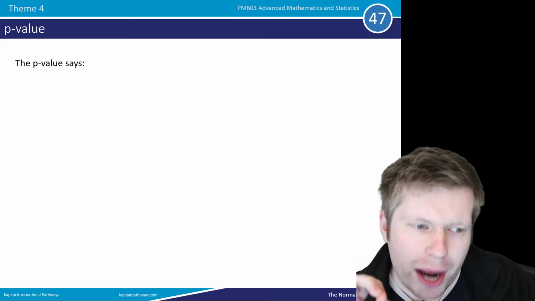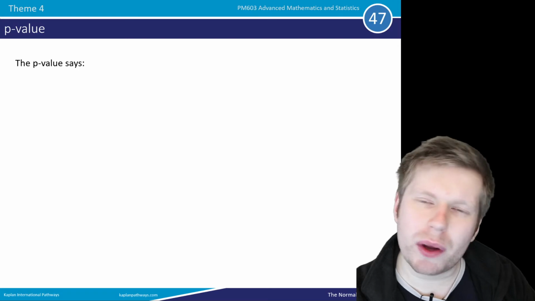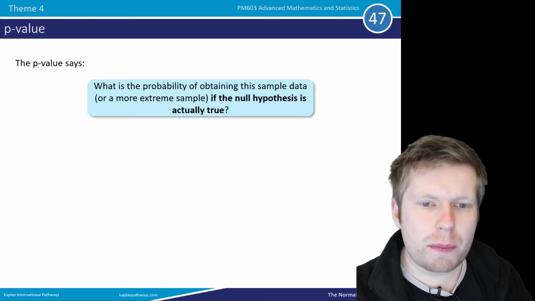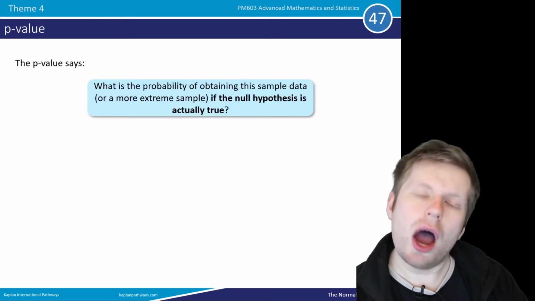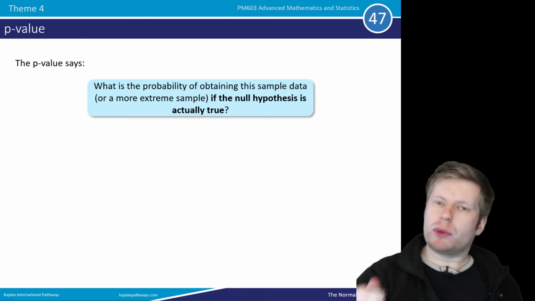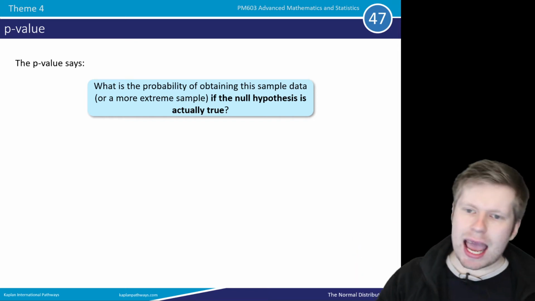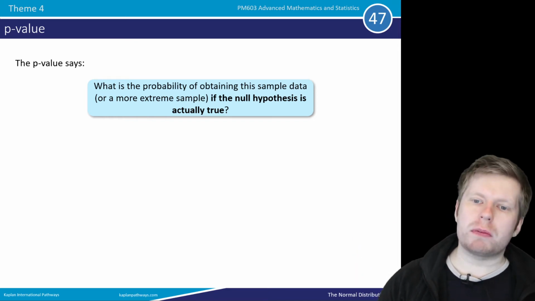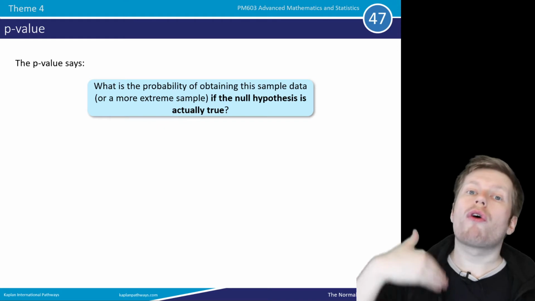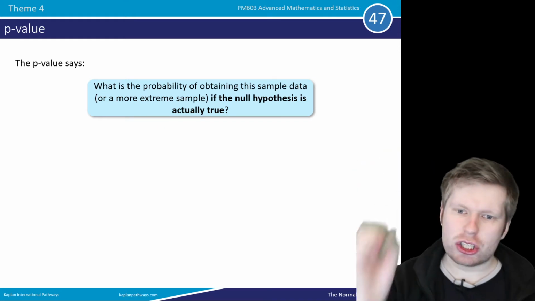So, just a reminder of the p-value, because a lot of people misinterpret this p-value, so I want to really make sure you understand what it's talking about. The p-value literally says, what is the probability of obtaining this particular sample data? So when I took my coin and I flipped it 8 times, okay, and I obtained 8 heads, what's the probability of obtaining that particular sample, or a more extreme sample, if the null hypothesis is true?